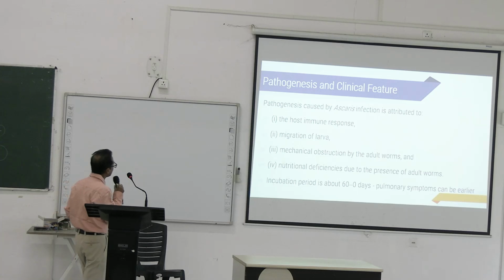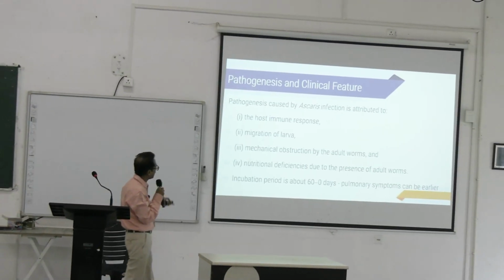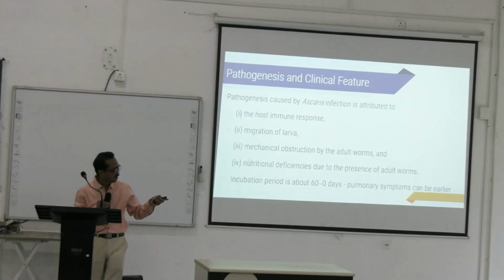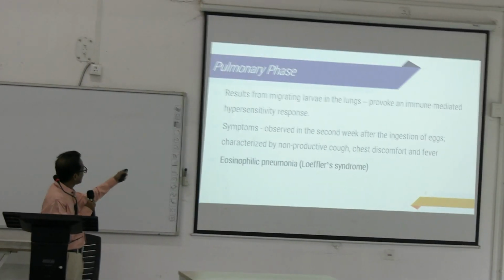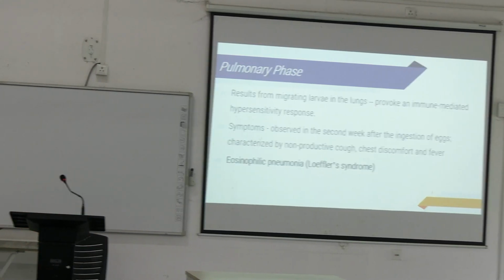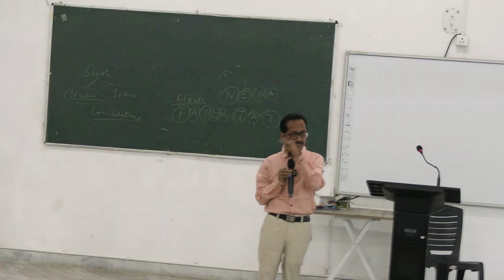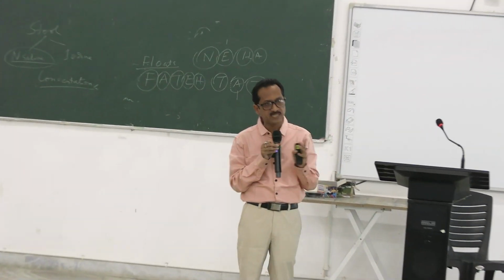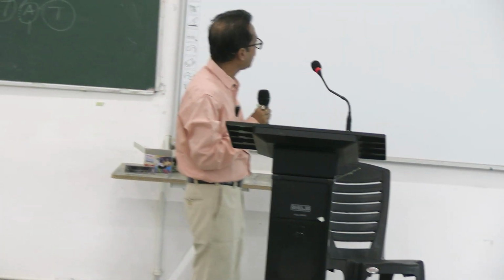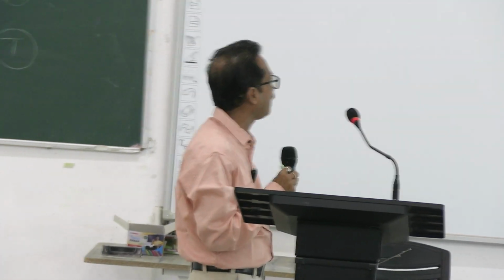So pathogenesis depends on the host immune response, migration of larva, mechanical obstruction, nutritional deficiency. This part you should remember, Loeffler syndrome. It has come several times as a short note. When the Ascaris larva passes through the lung, it causes an eosinophilic pneumonia. In eosinophilic pneumonia, the patient will present with non-productive cough, shortness of breath, chest discomfort and fever.